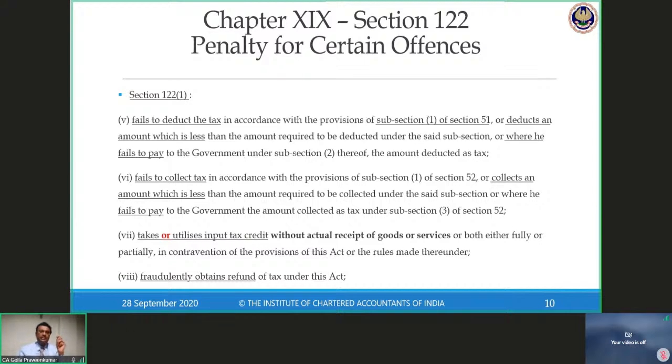Fraudulently obtains refund, bucket number 2: fraud, intention to commit, cheat, evade, misrepresentation, suppression of facts. I've obtained a refund fraudulently. Now, how did you obtain it? I've created fictitious bills.